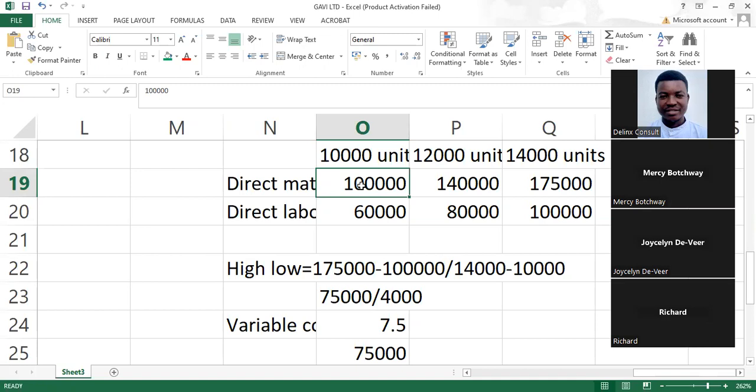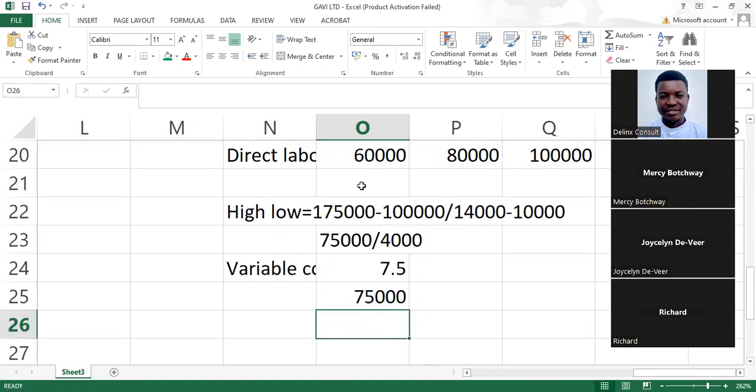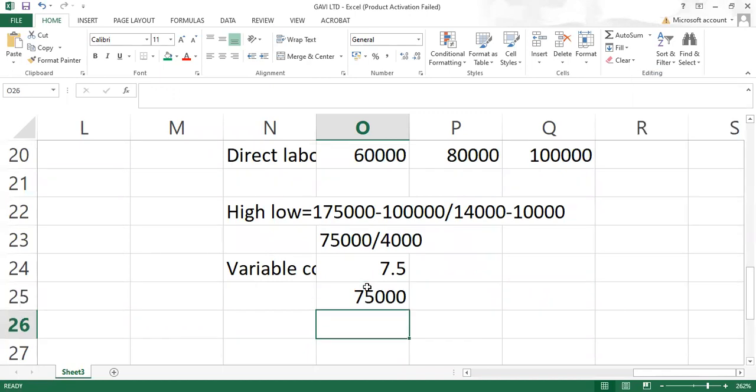Okay. So sometimes that is what we do. Sometimes some of the costs will be including both variable costs and fixed costs. So if we are getting 17,500, it means that there is a fixed cost of what?